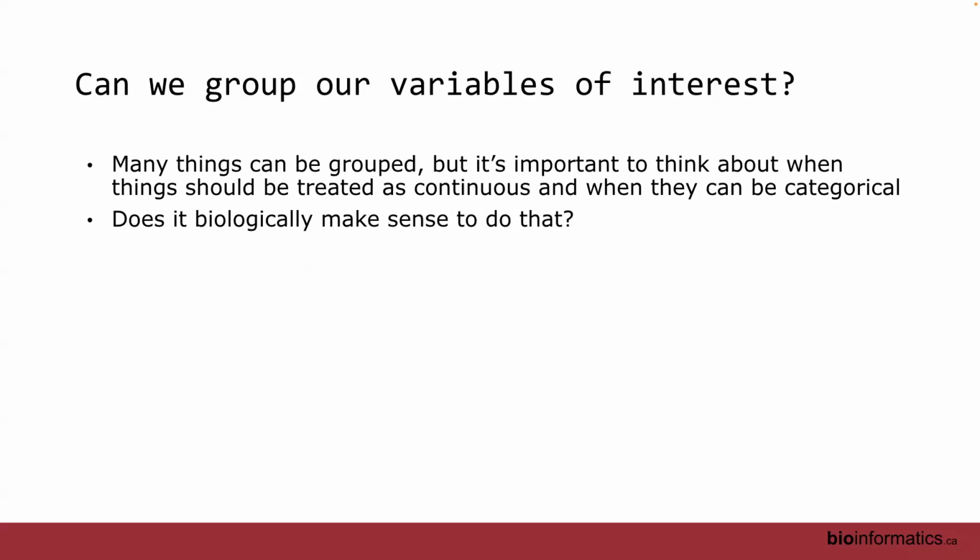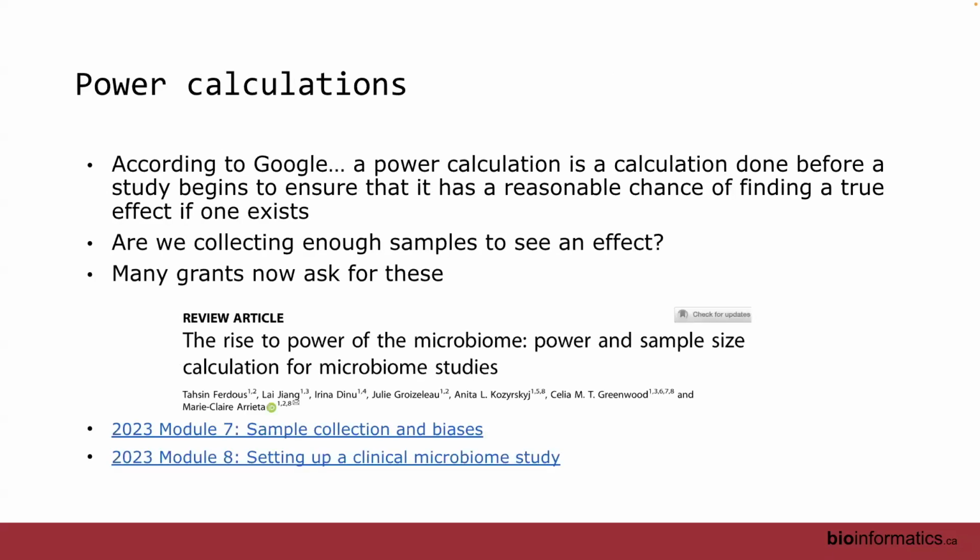And so just finally, I want to mention power calculations, but I don't know how to do them. So according to Google, a power calculation is a calculation done before a study begins to ensure that it has a reasonable chance of finding a true effect if one exists. And essentially, this is looking at whether we're collecting enough samples to see an effect. Many grants will ask for these, and there are articles published that tell you about how to do them.